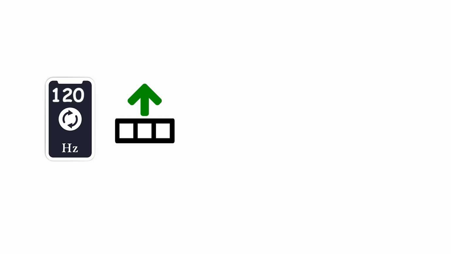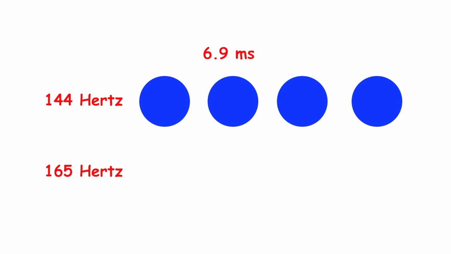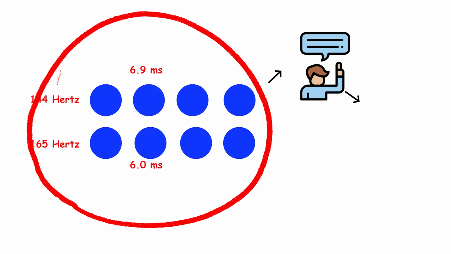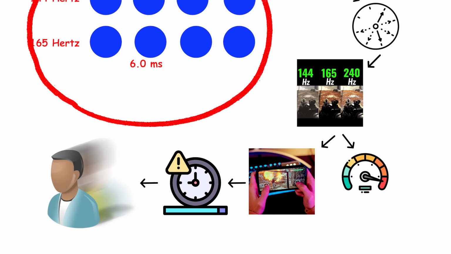144 Hz and 165 Hz. Refresh rates above 120 Hz are primarily designed for competitive mobile gaming. A 144 Hz panel refreshes every 6.9 milliseconds, and a 165 Hz panel refreshes every 6.0 milliseconds. These numbers describe how frequently the display can update the on-screen image, not how fast the game itself runs, but they allow the rendered frames to appear with minimal delay and motion blur.